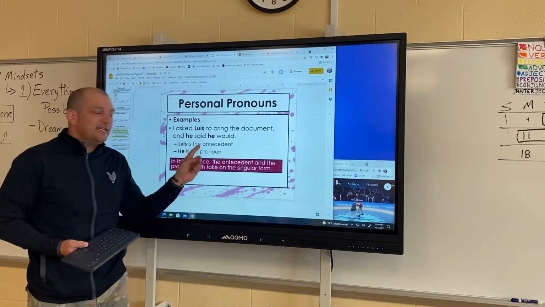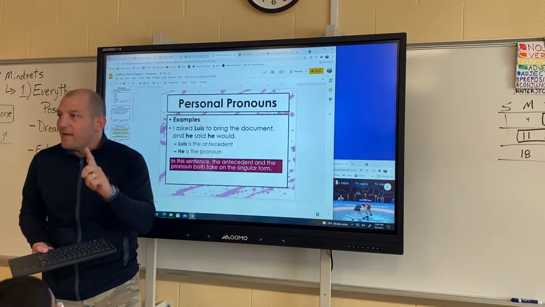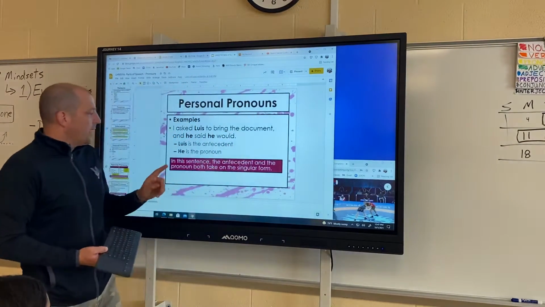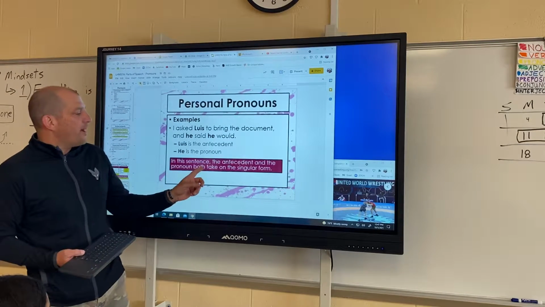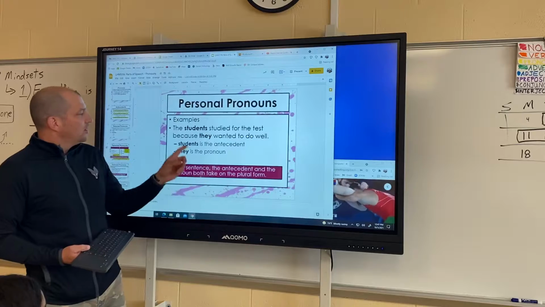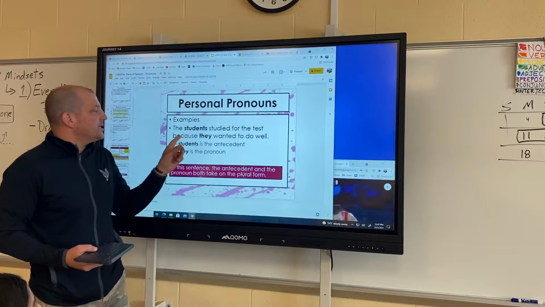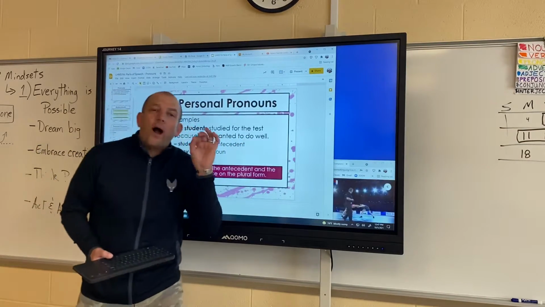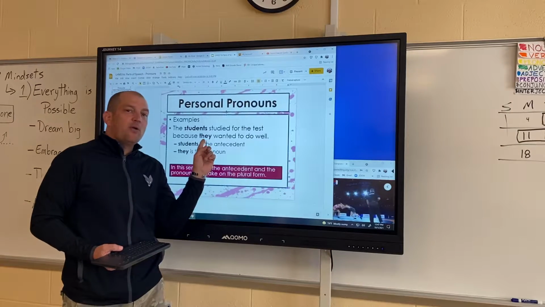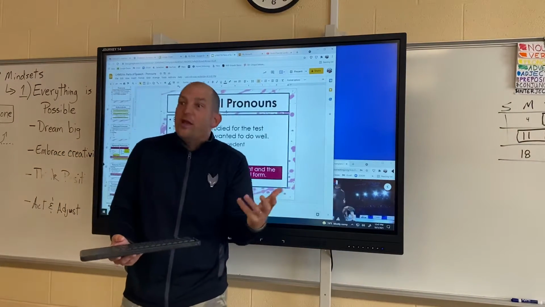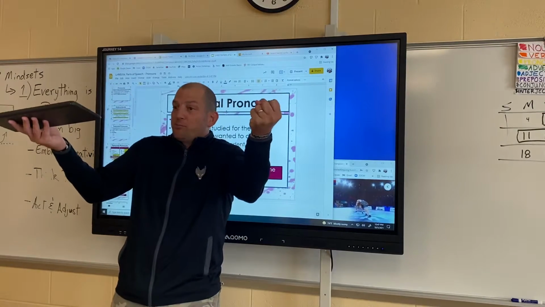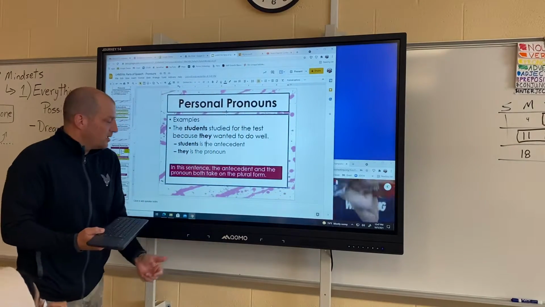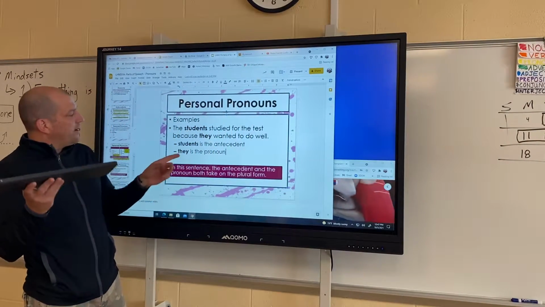That's right. Lewis is the antecedent. You must first establish who the antecedent is, then you can bring in the pronouns. Do not start off with a pronoun. Unacceptable. Okay? In this sentence, the antecedent and the pronoun both take on the singular form. The students studied for the test because they wanted to do well. Who does they refer to? Students. The students. Why did we not use singular for this pronoun? Because there's more than one student. If the student is plural, then the pronoun is plural. If the student is singular, the pronoun is singular. Great job.